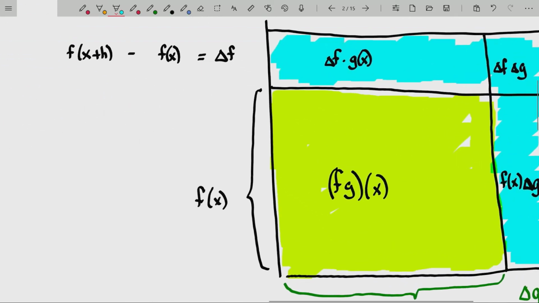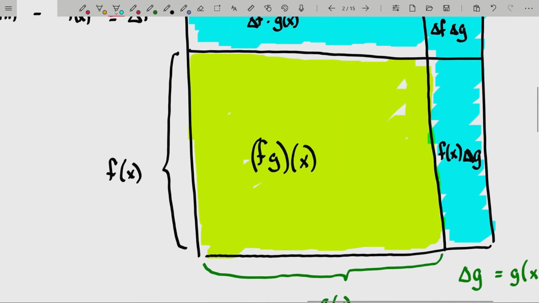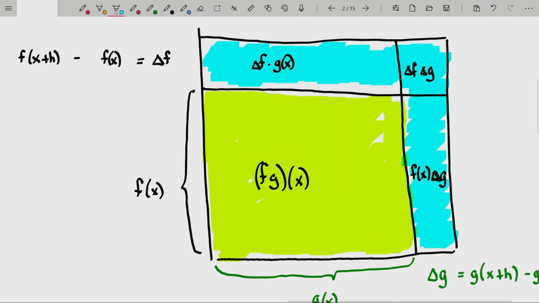Originally, the product is that yellow area, and then we changed the inputs slightly. We just wiggled them a little bit to grow this. And so g slightly grew, f slightly grew, and their product grew to include that blue area.